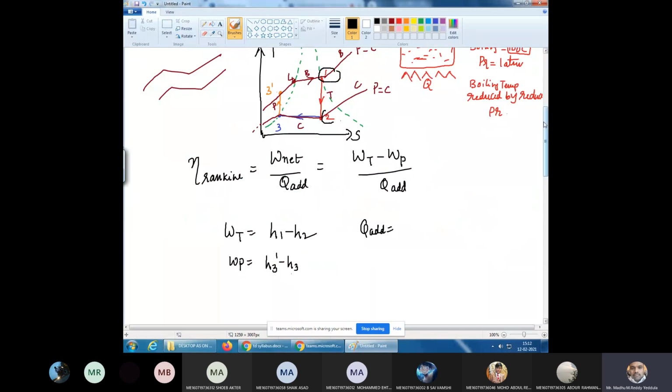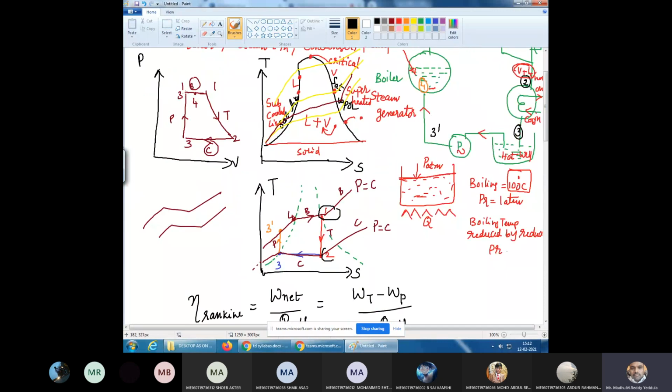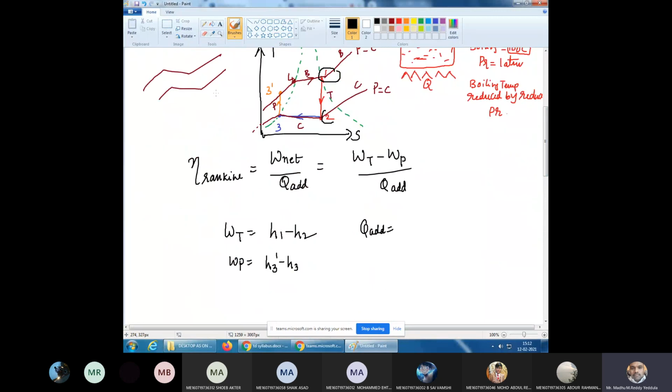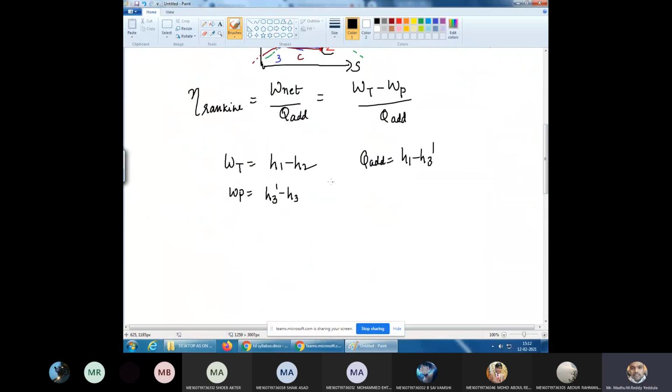We are adding heat in the boiler. Yes or no? From where to where are we adding heat? From 3 dash to 1 we are adding heat. So heat input is from 3 dash to 1. At 1 the enthalpy is more, therefore I can write H1 minus H3 dash. So if you substitute all those things, what will we get?